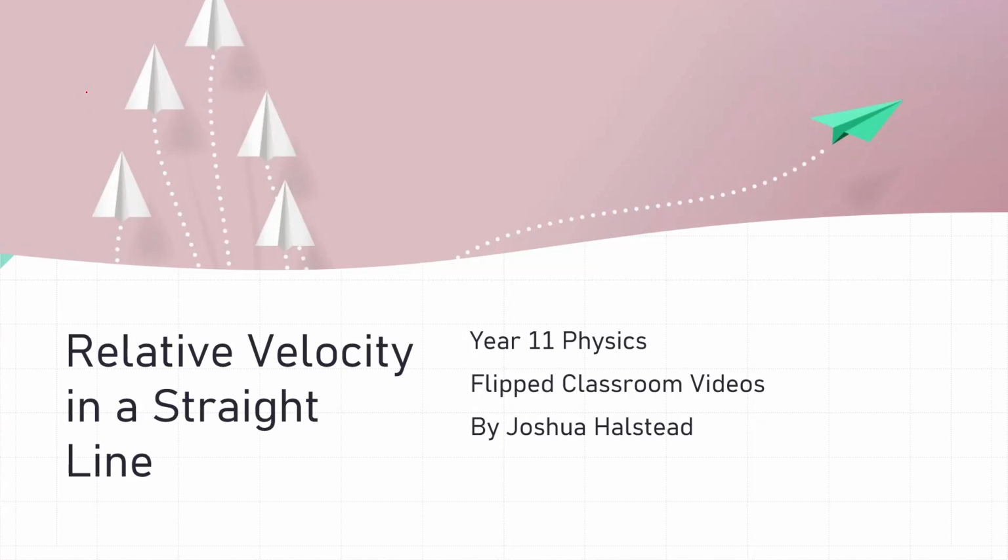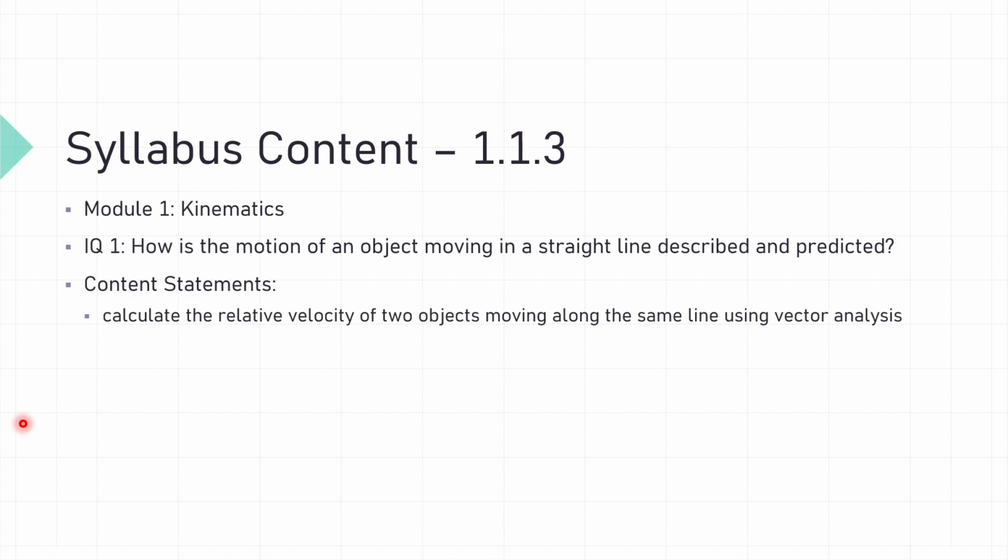G'day, in this video we're going to be beginning to unpack the concept of relative velocity, and we're going to continue looking at these motion concepts but keeping it restricted to a straight line. So today we're looking at 1.1.3 specifically. We're focused on Module 1 kinematics. We're still looking at describing predicting straight line motion.